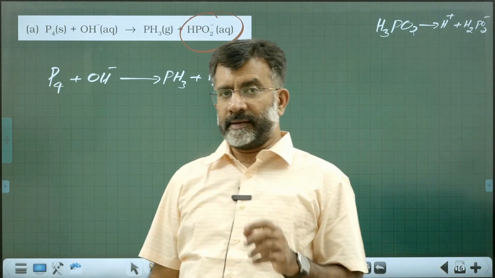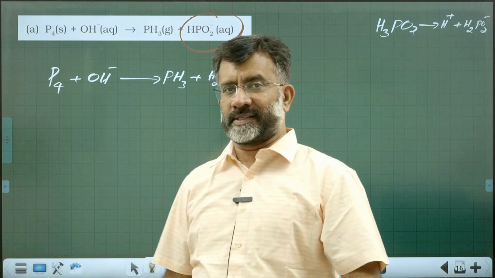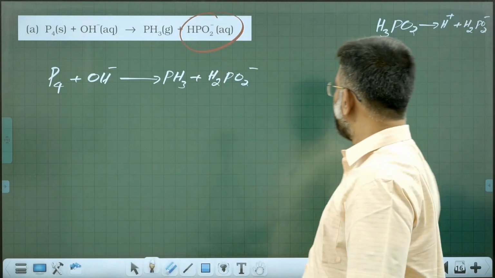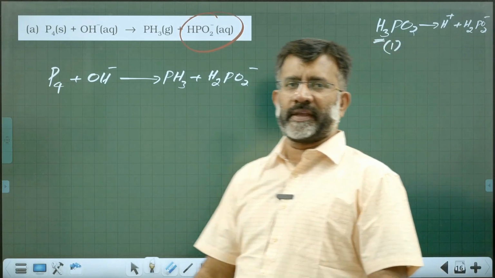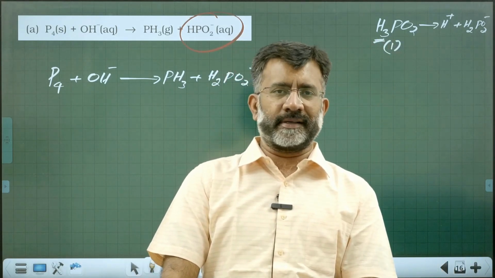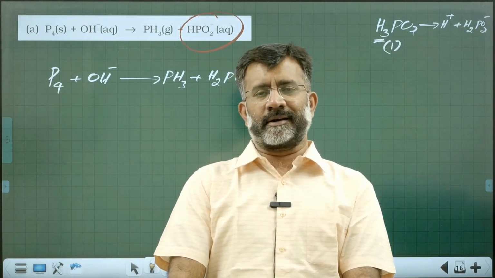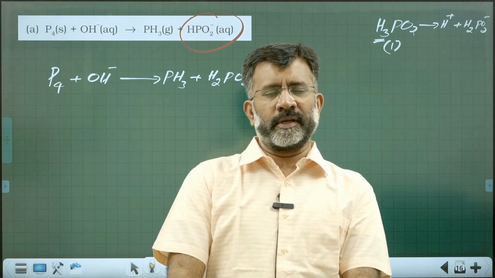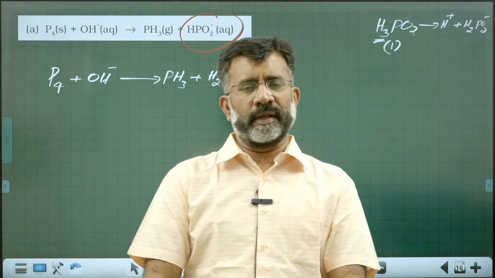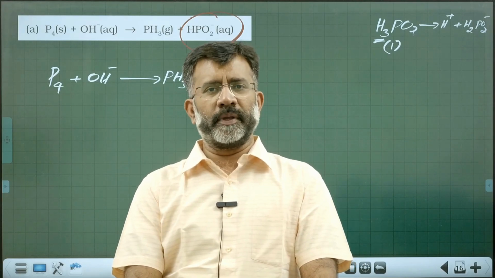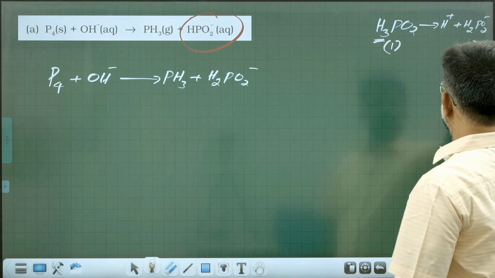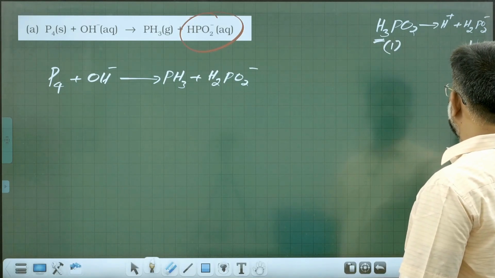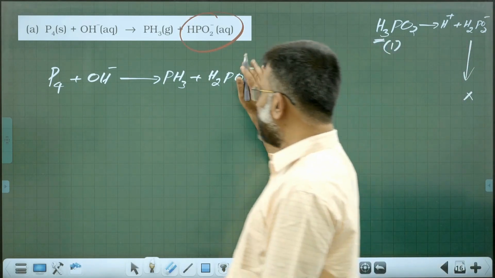Right? And it can only ionize once. It is a monobasic acid. Hypophosphorus acid is a monobasic acid. Even though there are 3 H we can find, only one hydrogen is acidic in nature. The 2 hydrogens are reducing in nature. So it can ionize only once. So the ionized species should be H2PO2 minus, not HPO2 minus. There is no further ionization. It cannot ionize further.